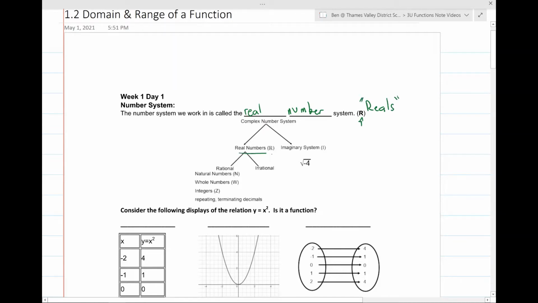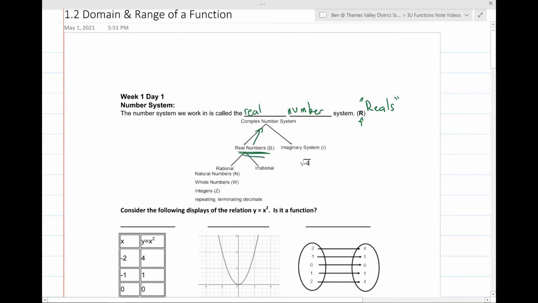Now the real numbers are a subset of the complex number system. So that means all real numbers are part of the complex number system, but not every number in the complex number system is a real number. Okay, because there are imaginary numbers, what we call the number i, and all of the numbers in the imaginary number system, those ones we're not going to be using in here.